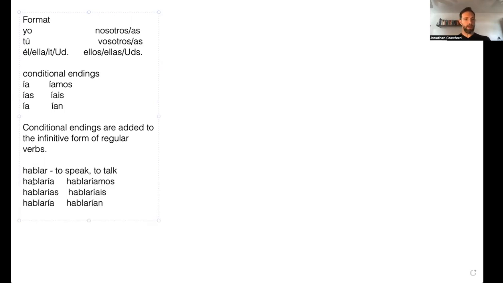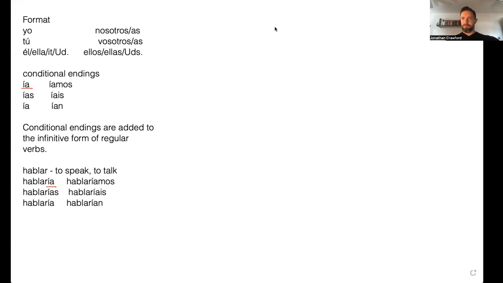Let's give you an example. So hablar, which means to speak. I would speak or I could speak would be hablaría. Or you would speak, it's hablarías. Or he or she would speak, hablaría. So you see what we've done here. So these are the endings. Ia. I'm just simply putting in ia for the yo form.